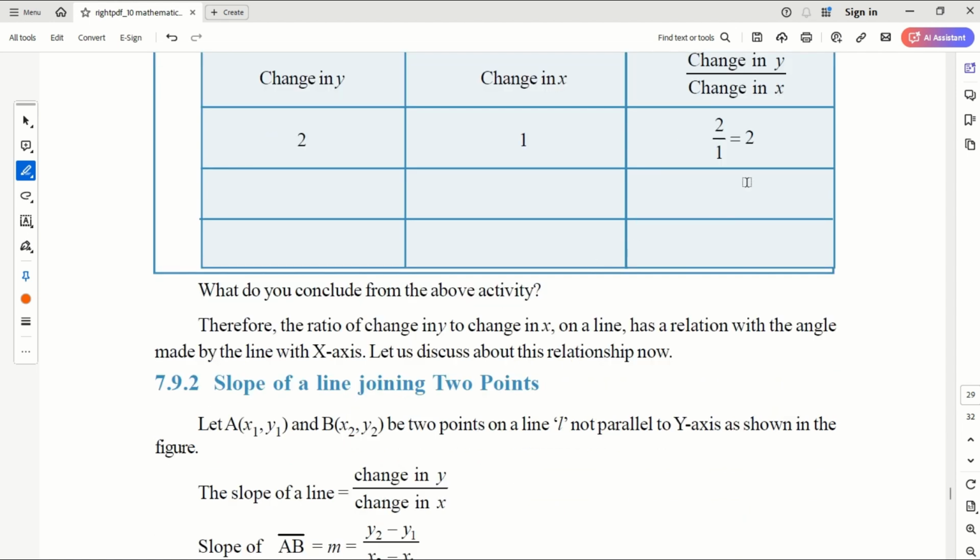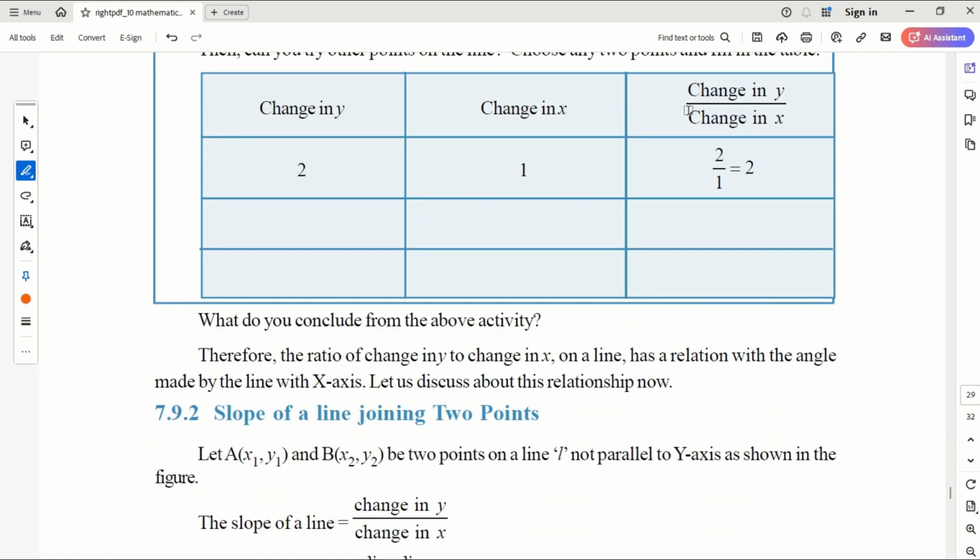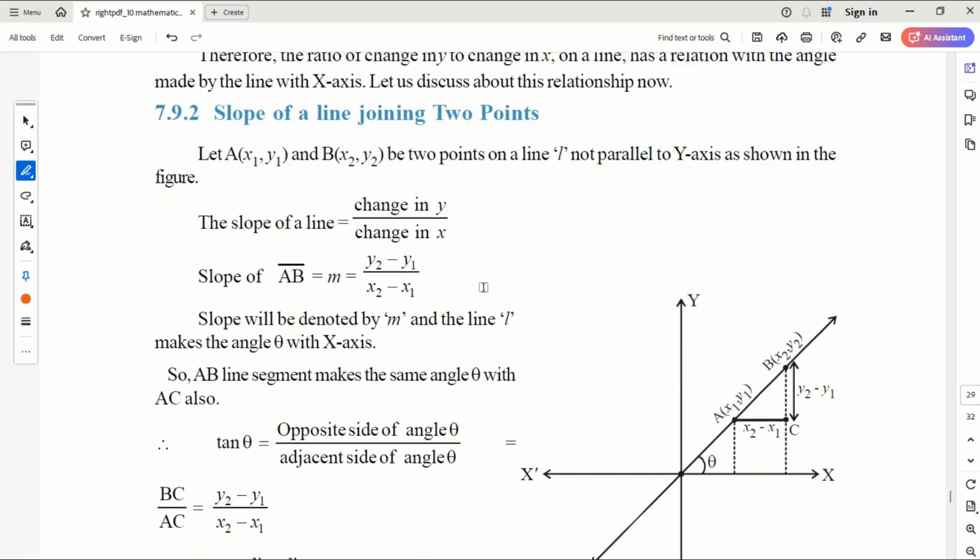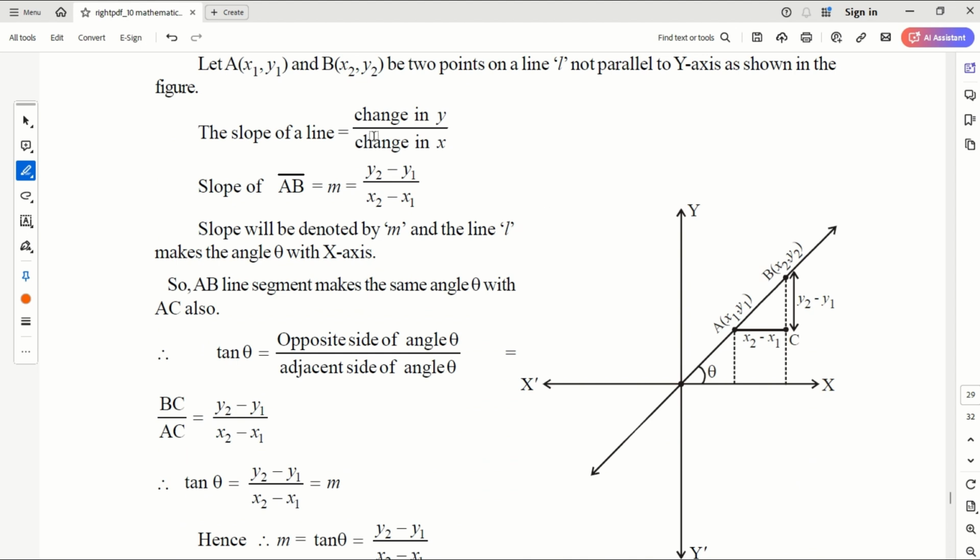This ratio is called the slope of the line. It is tan of the angle which it makes with the x-axis. How do you calculate it? Change in y is y2 minus y1, change in x is x2 minus x1. So if you divide, m is called slope. Slope of the line is y2 minus y1 by x2 minus x1.